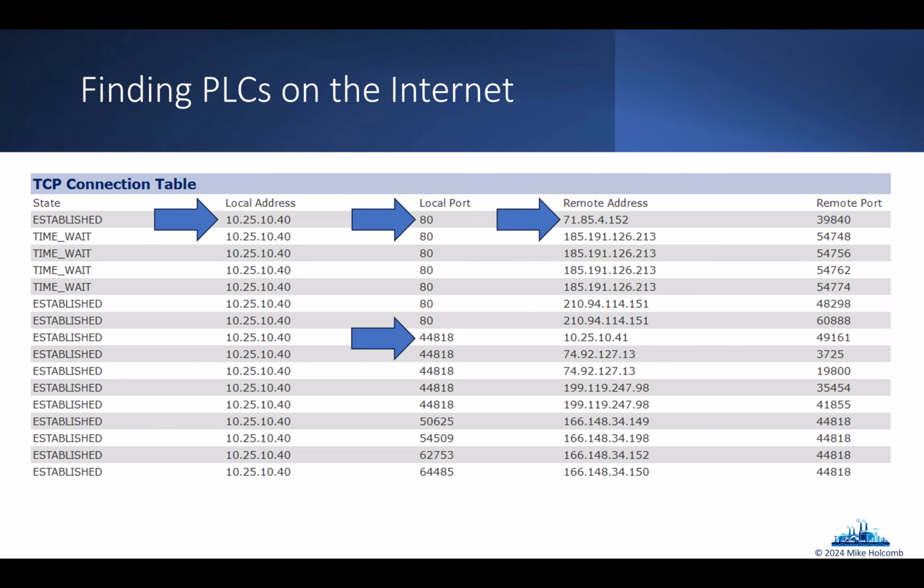So we see some internal IP addresses as well, like 10.25.10.41, which is not the IP address of this controller. So we know on that internal network, there's another host that it can connect to. And it's communicating over Ethernet IP. And then we see all of these other IP addresses as well. There's a lot of interesting traffic.